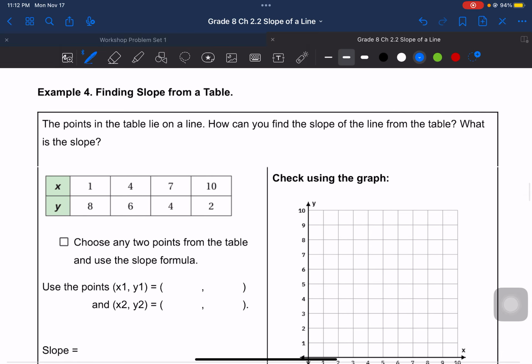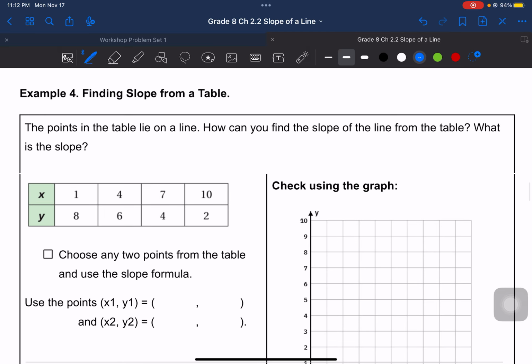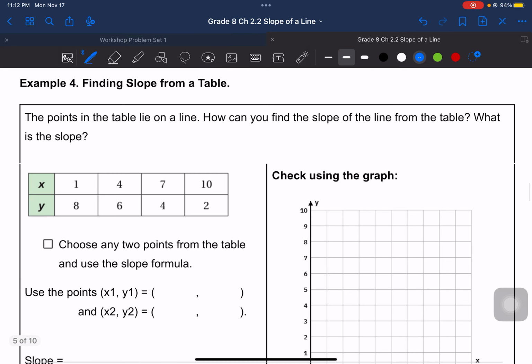And let's see example 4. Finding slope from a table. So a table is another representation other than the graph. Let's see, the points in the table lie on a line. So they're all points on the same line. They're all points on the graph for the linear equation.